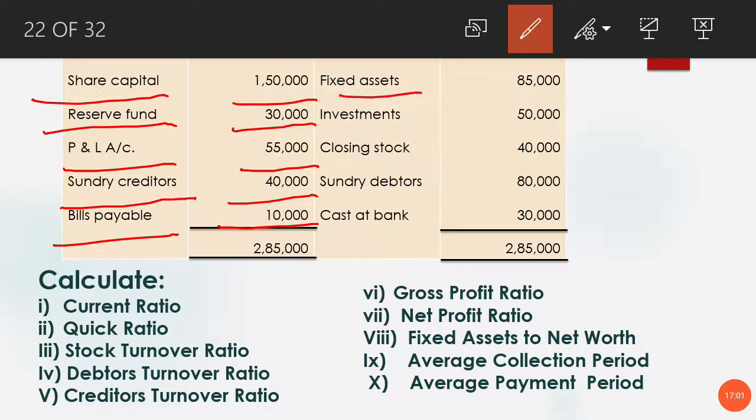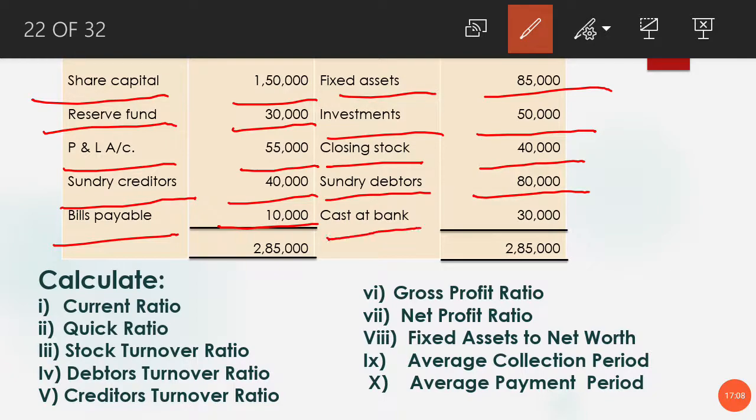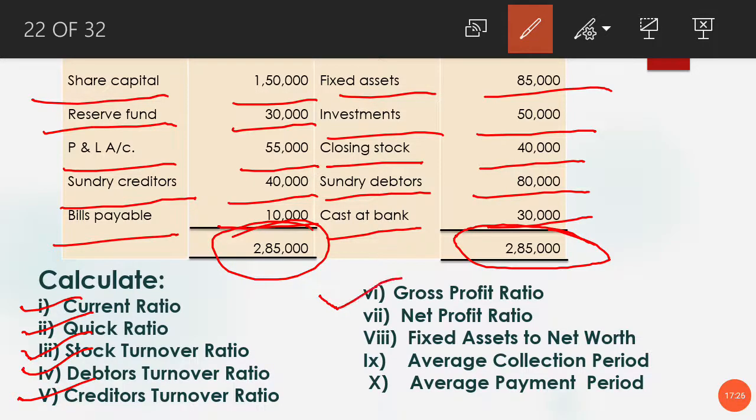Assets: fixed asset 85,000, investment 50,000, closing stock 40,000, sundry debtors 80,000, cash at bank 30,000. Both totals are 2,85,000. Calculate: 1 current ratio, 2 quick ratio, 3 stock turnover ratio, 4 debtor turnover ratio, 5 creditor turnover ratio, 6 gross profit ratio, 7 net profit ratio, 8 fixed asset to net worth, 9 average collection period, and 10 average payment period.